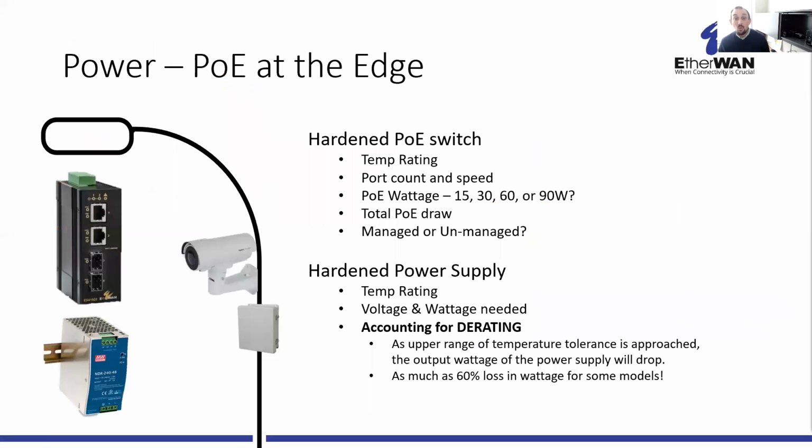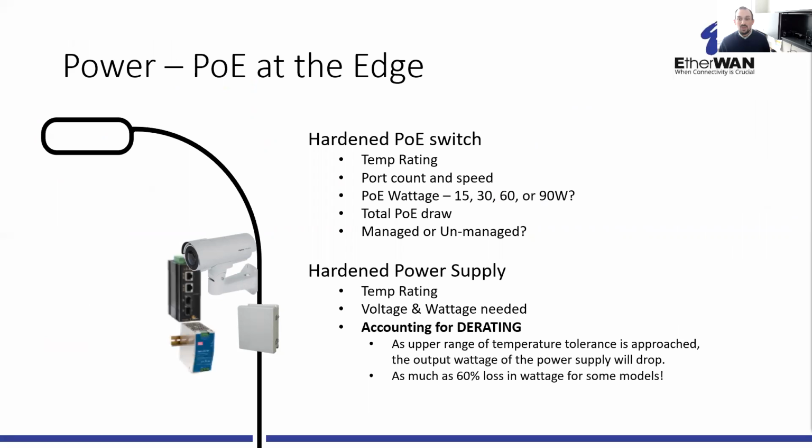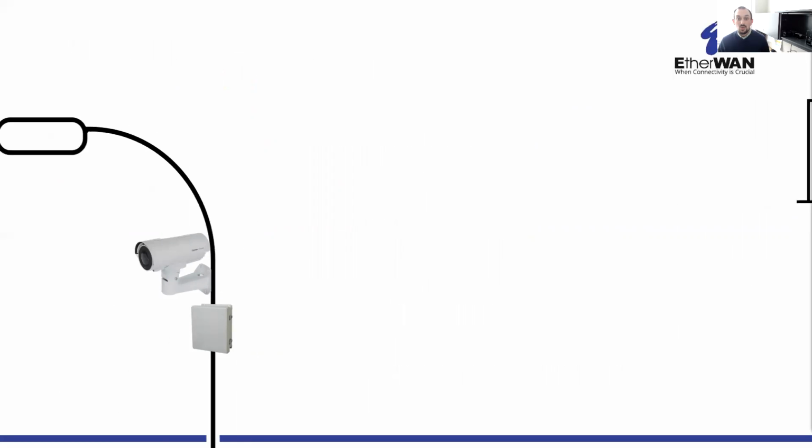All right, so now we've got our switch, we've got our power supply, we've qualified what we need for that. We've got the right port count, power, the right wattage to supply, the power supply that's going to be able to handle the operating range. Now, we can start tucking those away into our NEMA box. And let's look at the next leg of this journey, which is our connectivity.